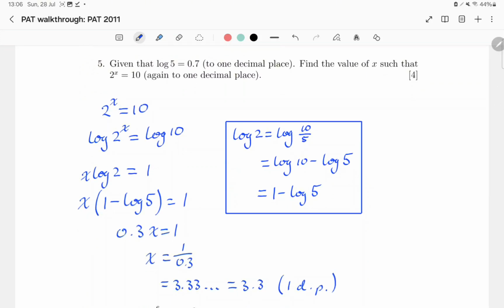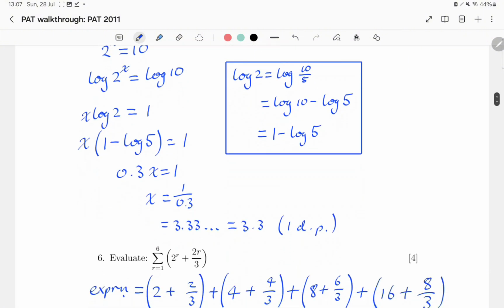Given that log of 5 is 0.7 to 1 decimal place, find the value of x such that 2 to the x equals 10, again to 1 decimal place. We'll write log of 2 to the x is equal to log 10, and therefore x log 2 equals 1 by laws of logs. Now, log 2 can be written as log of 10 over 5, which is log 10 minus log 5. This is 1 minus log 5. And so the expression can be simplified to 0.3 of x equals 1, and therefore x is 3.3 to 1 decimal place.